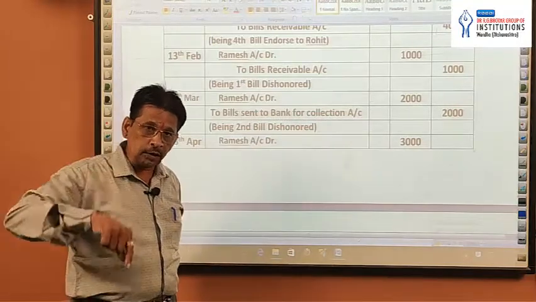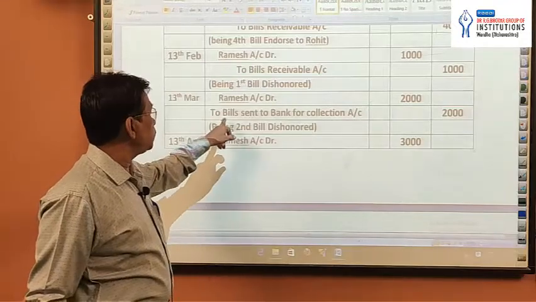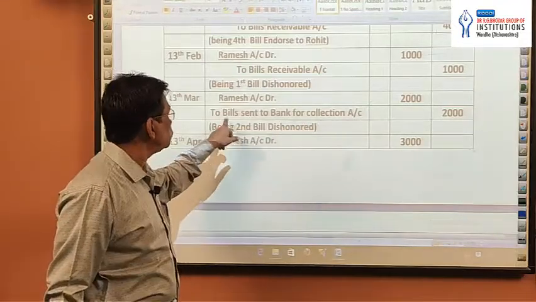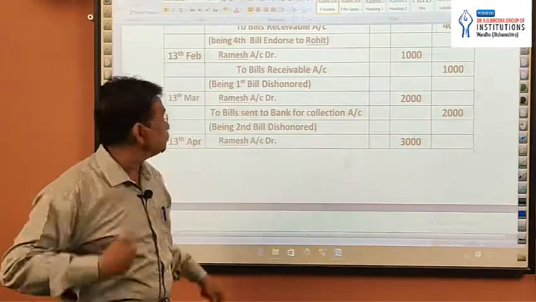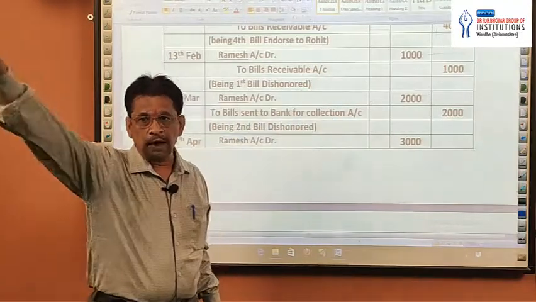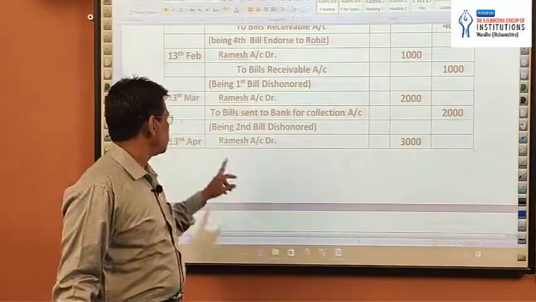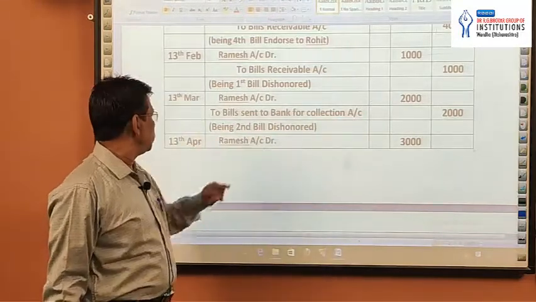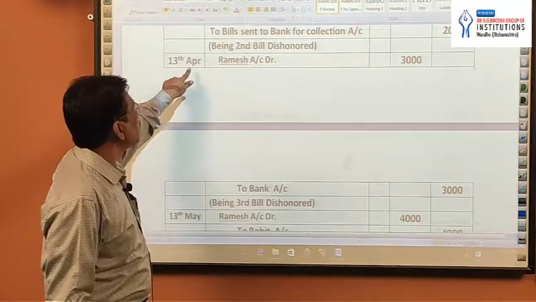At the time of dishonor, the bill was at the bank, sent for collection. Therefore, to bills sent to bank for collection. If the drawer retained it himself, then to bills receivable account credit. If the bill was sent to bank for collection, then to bills sent to bank for collection account 2,000, being second bill dishonored.